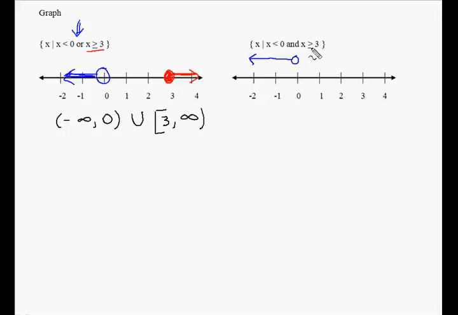We also have that x is greater than or equal to 3. That would be a solid circle. I'm going to do that below the number line. And we would shade here to the right.